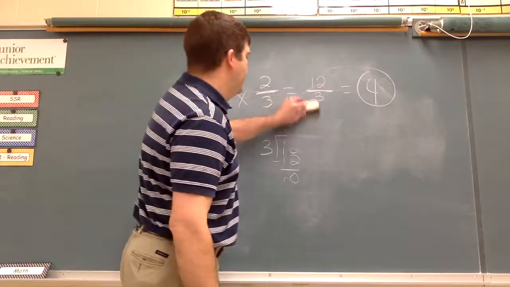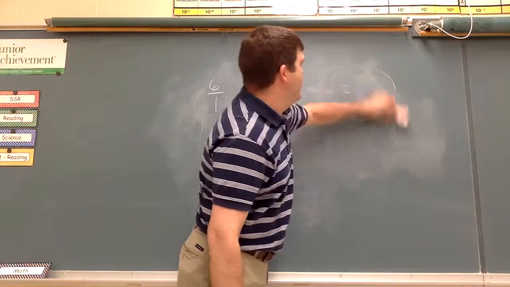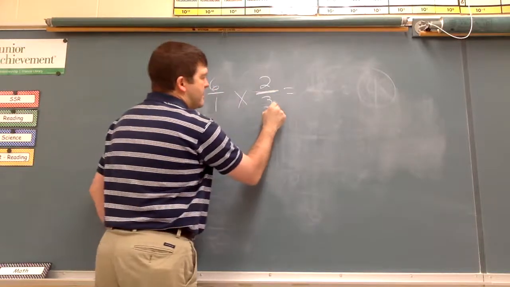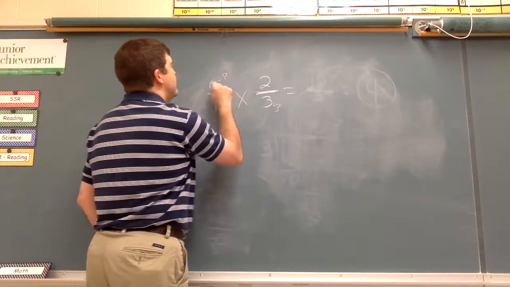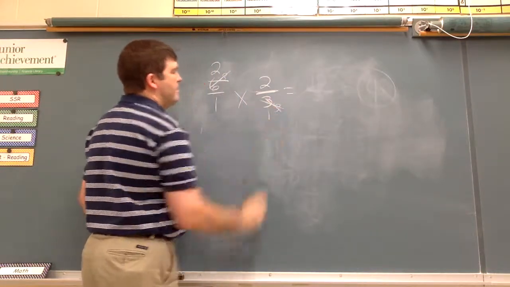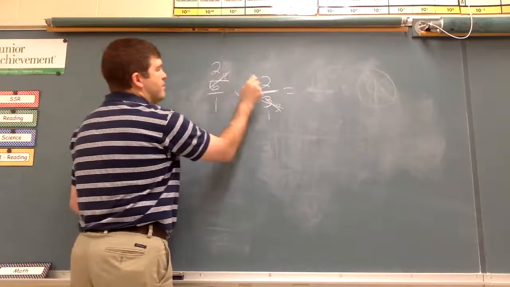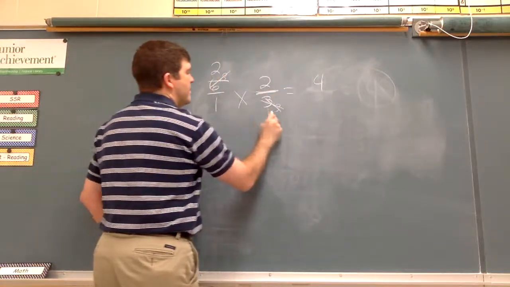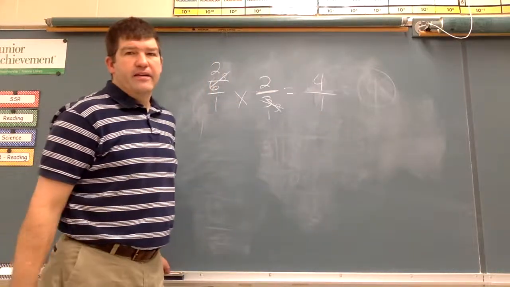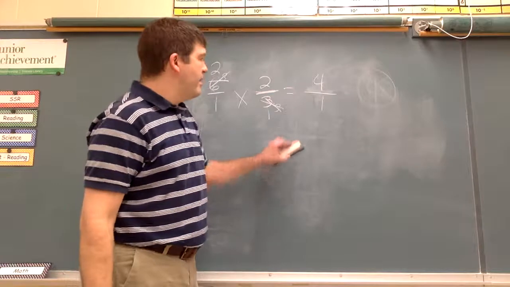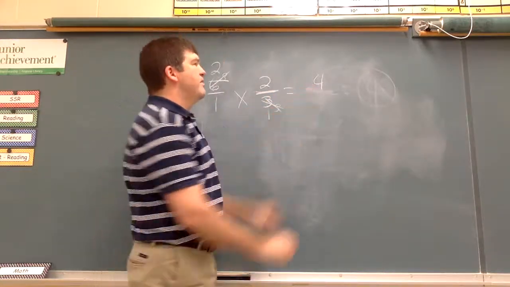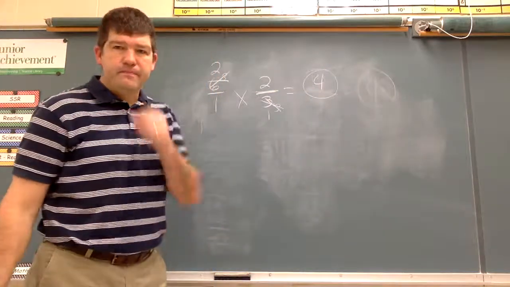Now, I could have cross-simplified it. These two, 3 goes into each of those. 6 divided by 3 is 2, and 3 divided by 3 is 1. So now I have 2 times 2 is 4, 1 times 1 is 1. And if I have 4 over 1, I can just get rid of that 1 because I know I have a whole number of 4.